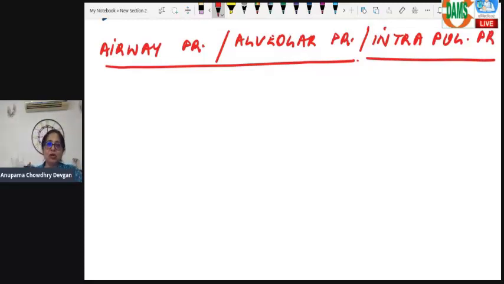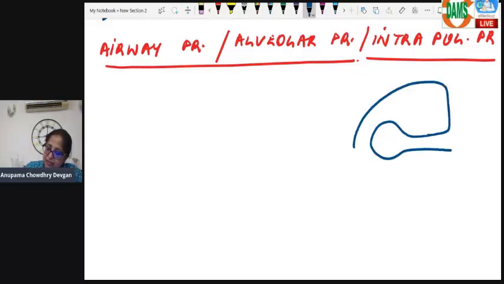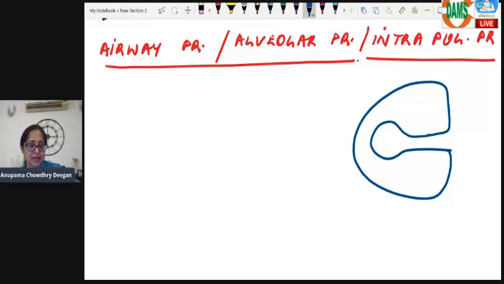So airway pressure or the alveolar pressure or the intrapulmonary pressure. Now, if I look at the cross-section of the lungs, I'm just doing a diagrammatic representation. Airway, alveoli. Okay? Now, during inspiration, the airway pressure should be lower than the atmospheric pressure. Isn't it? So only then air will come from outside to inside.